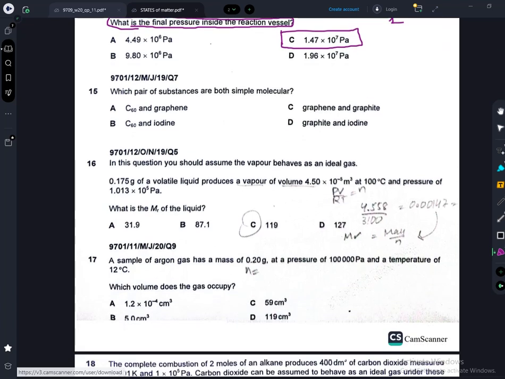15th, an easy one. Which pair of substances are both molecular? Okay, so we have done this question already, haven't we? So graphite is not molecular, graphene is not molecular, iodine is molecular, but again graphite is not. We are only left with Buckminsterfullerene and iodine, similar to the MCQ number, I guess 7th or 8th it was. So B is your right answer.